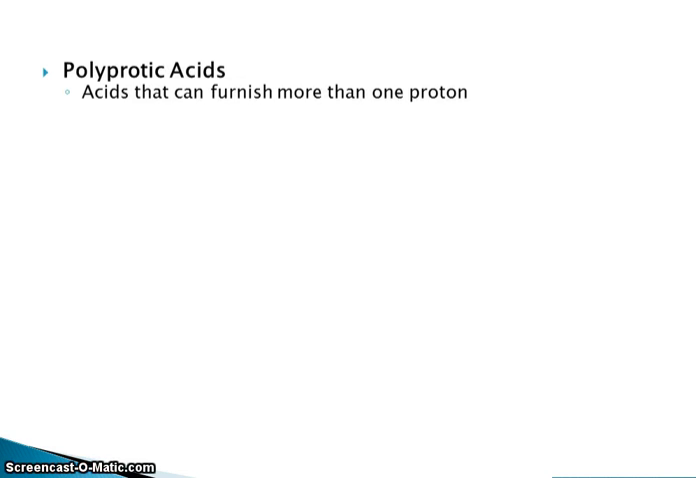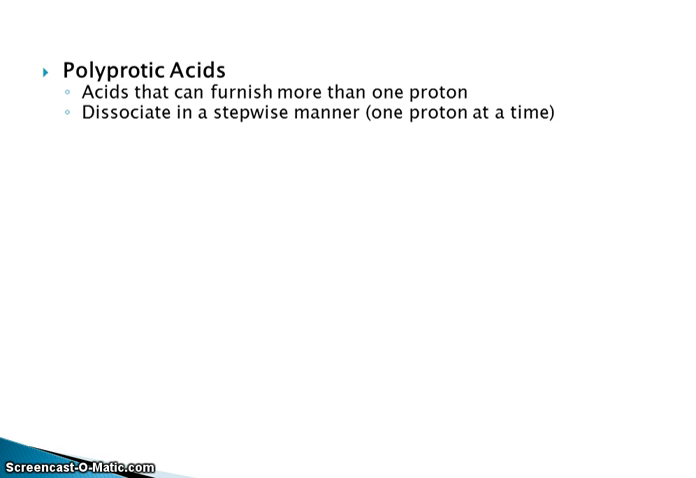Polyprotic acids. Polyprotic acids are acids that have more than one acidic proton to donate. And when we look at polyprotic acids, we know that the dissociation will take place in a stepwise manner. One proton will dissociate at a time.